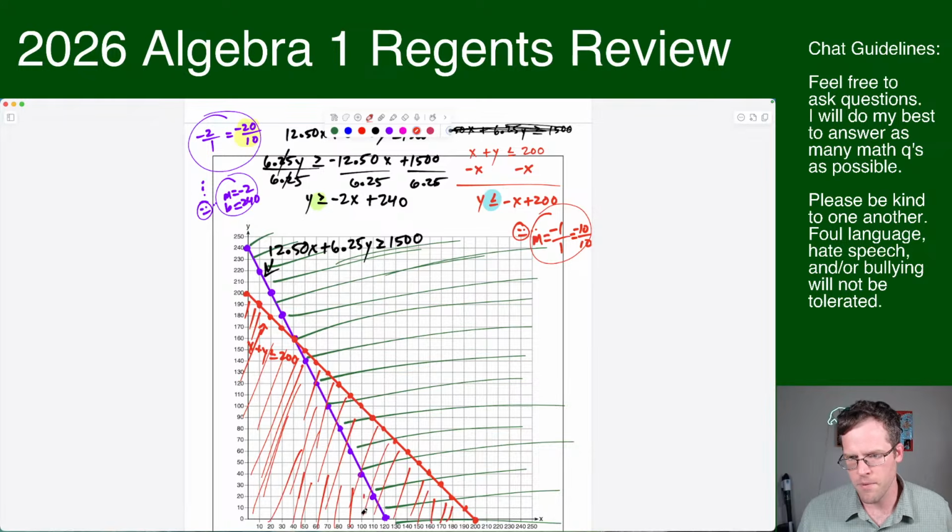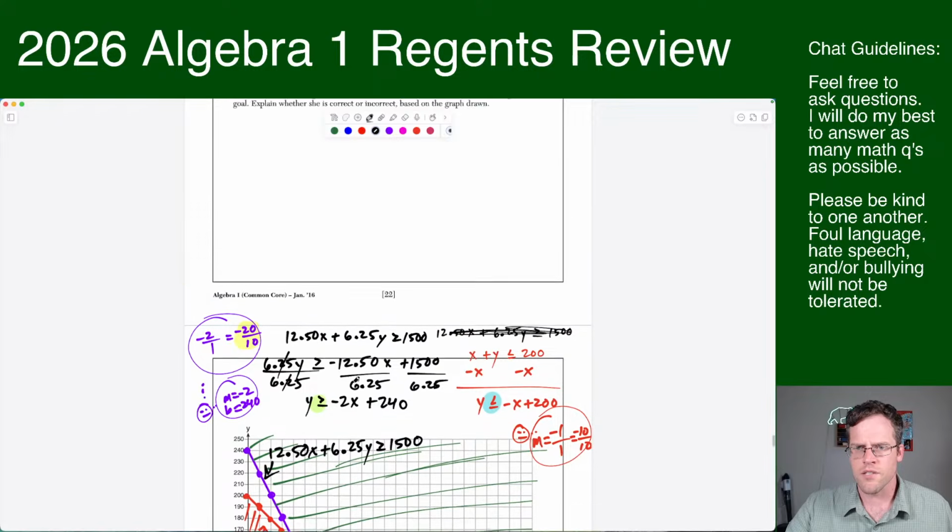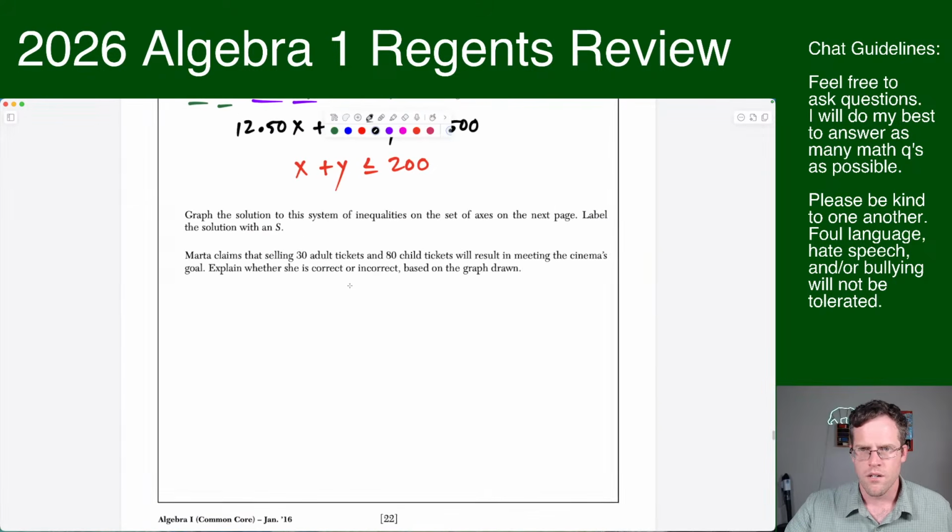Do you see where the overlap is? They told you to label it with an S. So this would be the solution over here. That would be the solution in this section. So then the second part of this is, graph the system of inequalities, label the solution with an S, which we did. But now here we go.